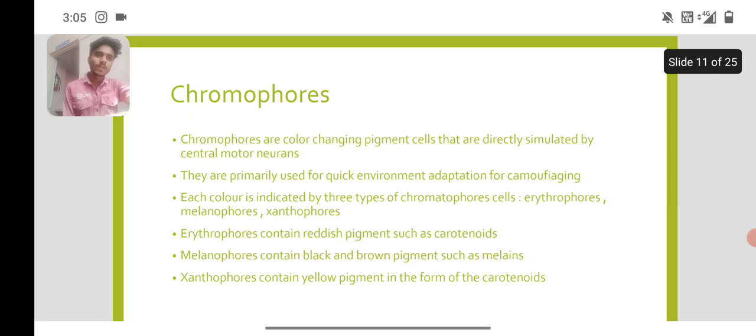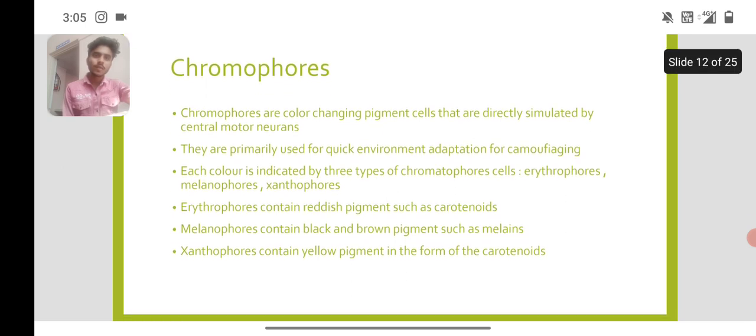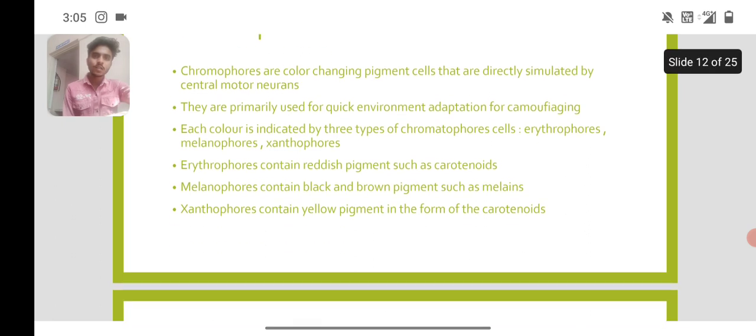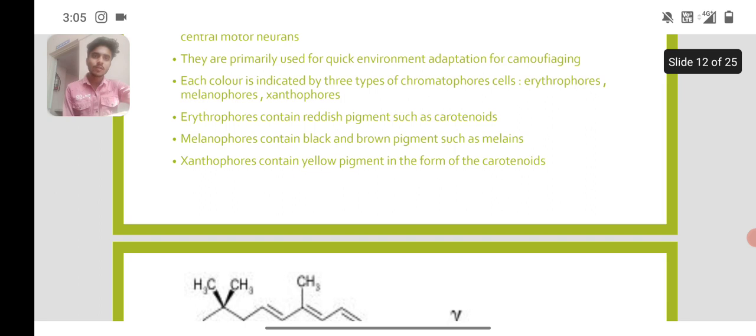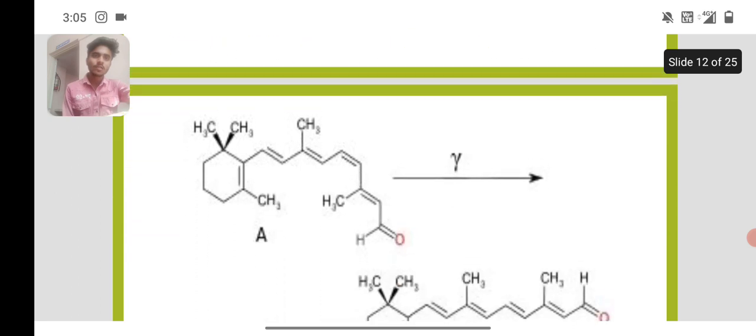Chromatophores are color-changing pigment cells that are directly stimulated by central motor neurons. They are primarily used for quick environmental adaptation. Each color is indicated by three types of chromatophore cells: erythrophores, melanophores and xanthophores. Erythrophores contain reddish pigments such as carotenoids. Melanophores contain black and brown pigments such as melanins, while xanthophores contain yellow pigment in the form of carotenoids.